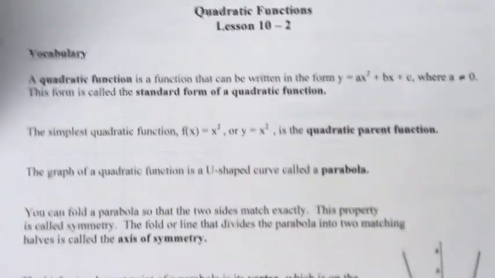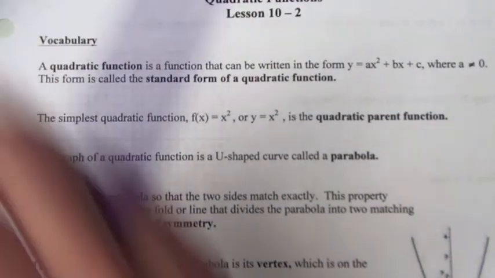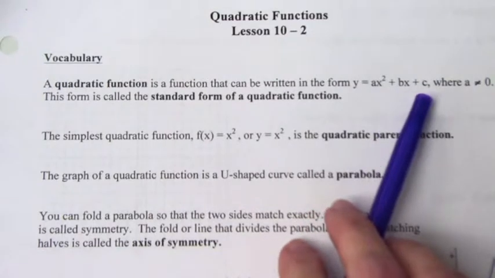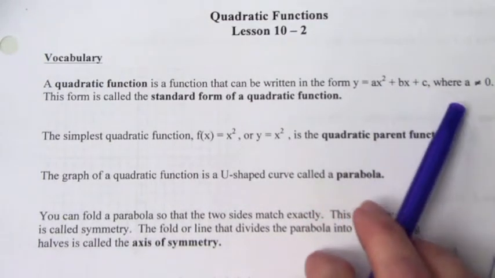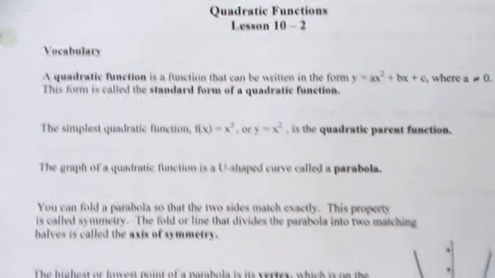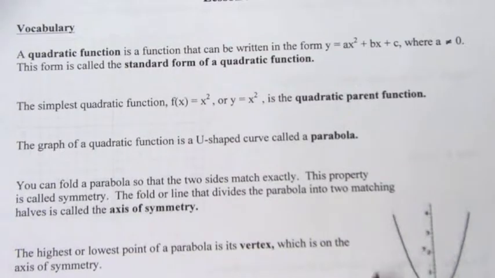Quadratic functions. It's a function that can be written in the form ax squared plus bx plus c, where a is not equal to 0. This is the standard form of a quadratic function. And like I said, it looks like a U or a V or something like that.